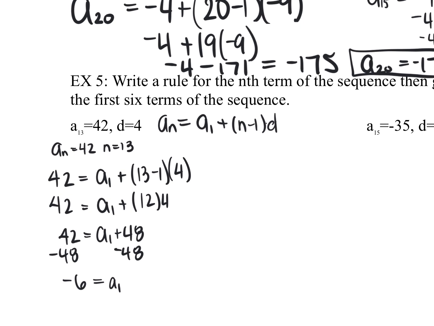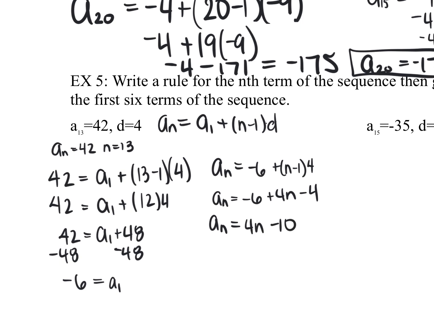Now I can write the rule because I know A1 and I know D. I'm going to leave the 13 and the 42 out when I write my equation. AN is a variable and N is a variable. So it's AN equals negative 6 plus n minus 1 times 4. Now I distribute because I have a variable in the parentheses, so you can't do parentheses first. And AN equals 4n minus 10.